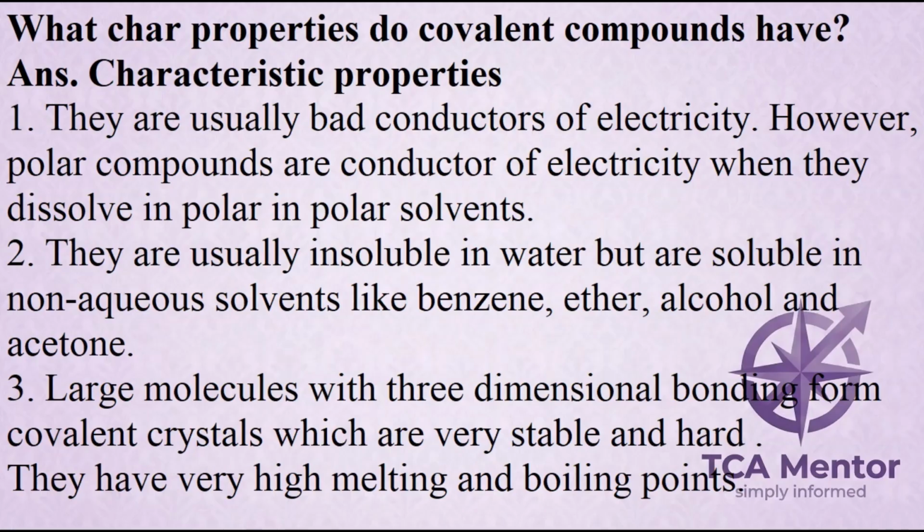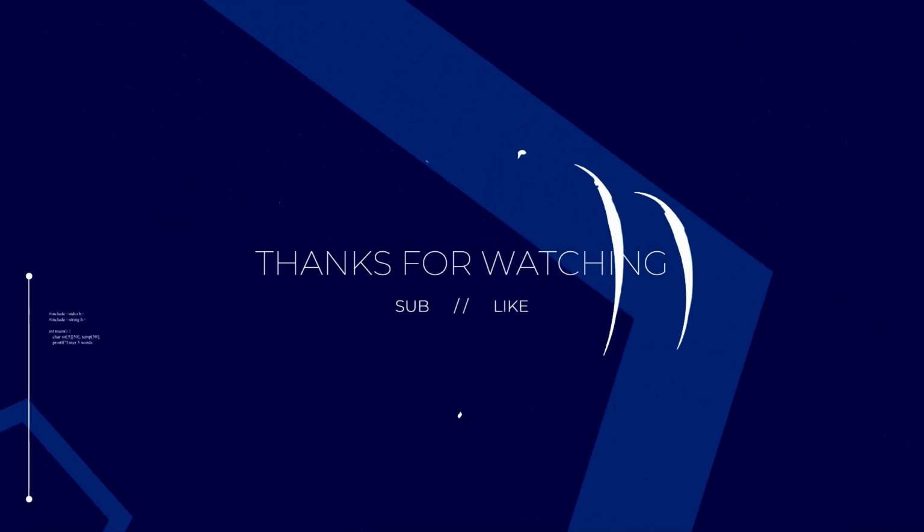What characteristic properties do the covalent compounds have? Ans. Characteristic properties of covalent compounds: They are usually bad conductors of electricity. However, polar compounds are conductors of electricity when they dissolve in polar solvents. They are usually insoluble in water but are soluble in non-aqueous solvents like benzene, ether, alcohol, and acetone. Large molecules with three-dimensional bonding form covalent crystals which are very stable and hard. They have very high melting and boiling points.